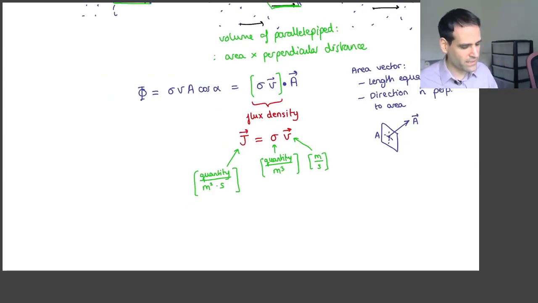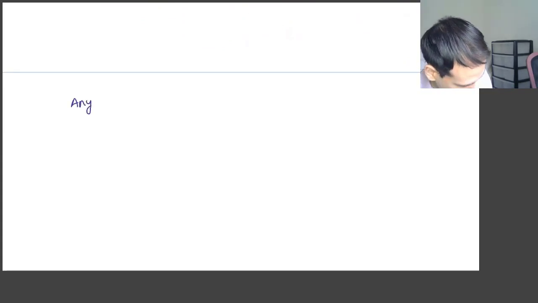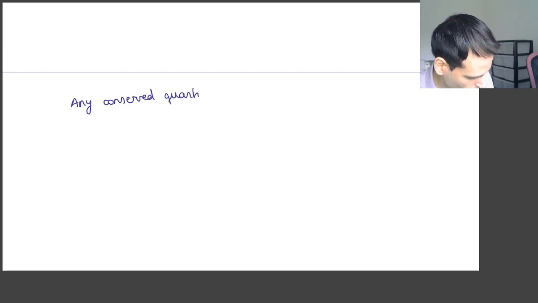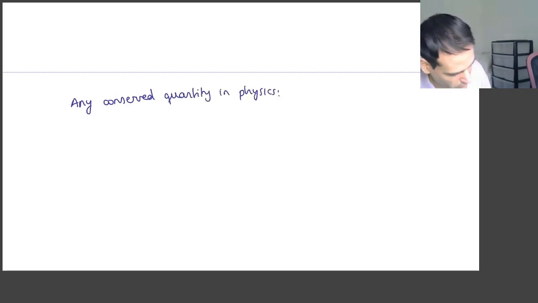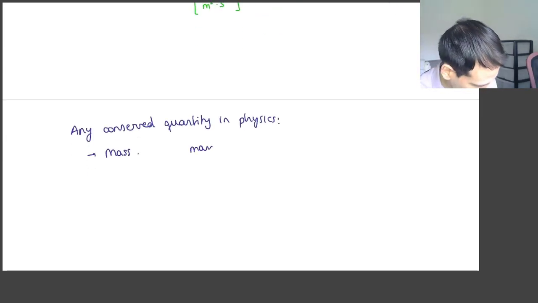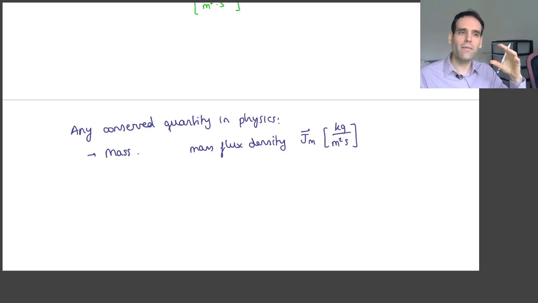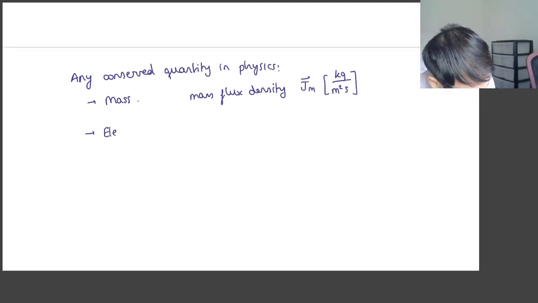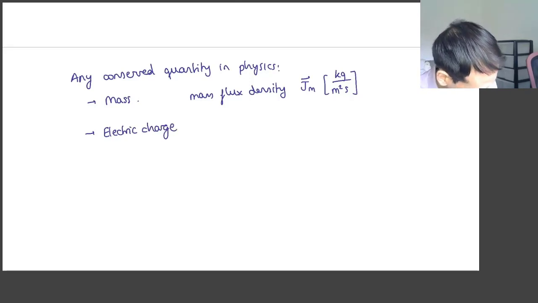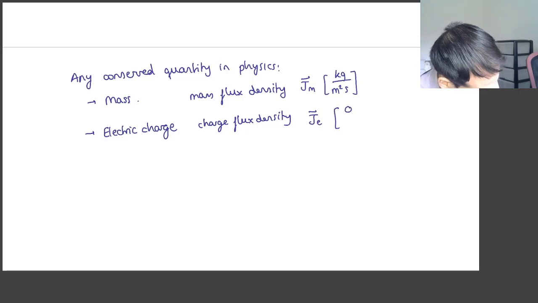Okay? Flux density is often used for any conserved quantity in physics. So for example, the mass, you can define the mass flux density, and that would be J, maybe J mass, and this would be measured in kilogram per unit area per second. Okay, so how many kilograms are flowing at this point per unit area per second? Okay, it's also common to do it, for example, for the electric charge, and this would be the charge flux density, which is often called JE, which would be coulomb per meter squared per second.